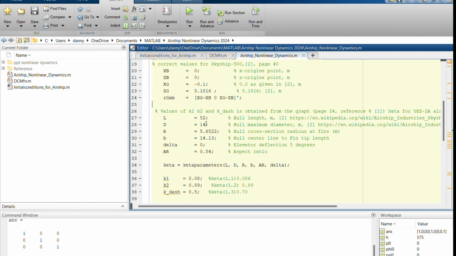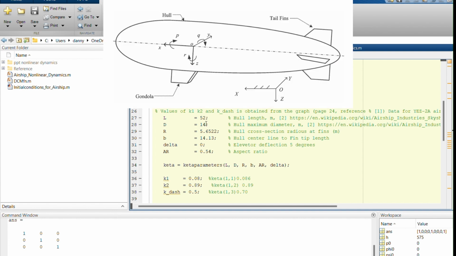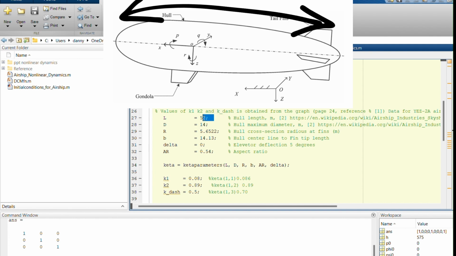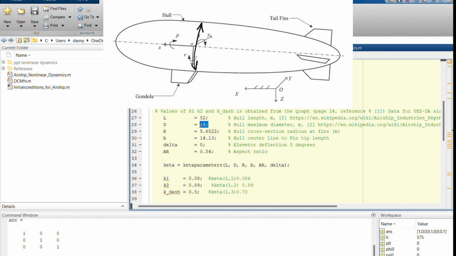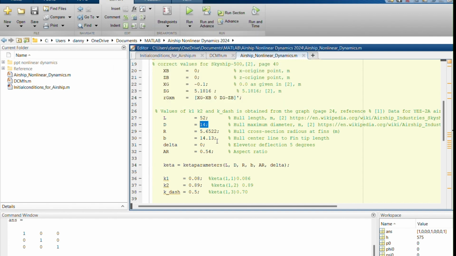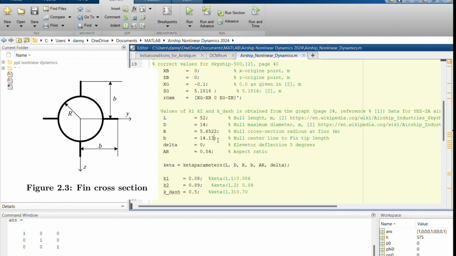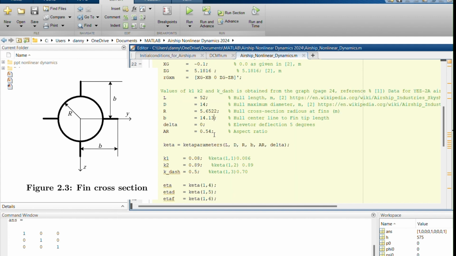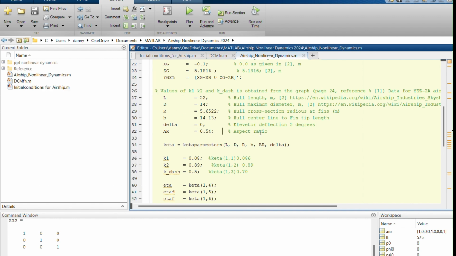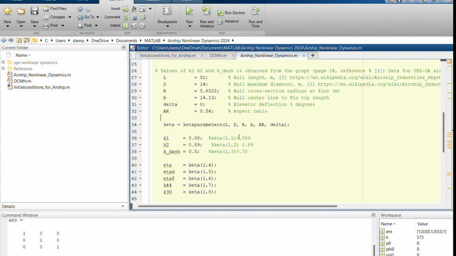On the other hand, we also have the physical characteristics of the vehicle. The length of the airship is around 52 meters, and the maximum diameter is around 14 meters, which you can directly use in your program. Then we have the radius, which is basically the hull length from the center line to the root of the fin. And then we have b, which is the total fin length. We'll have both of them, and then delta is basically the elevator deflection. At trim condition it is 0. Then the aspect ratio is estimated, and it is around 0.54.